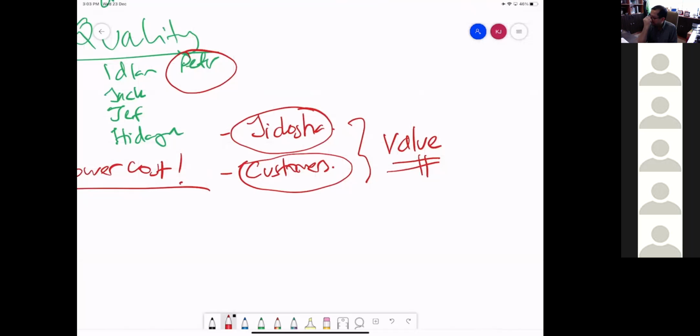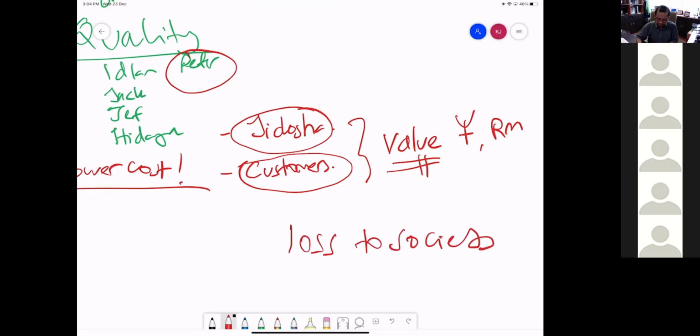So what is the measure for value? Yen. Ringgit Malaysia. So that's the measure for value. They buy high quality product, robust product, so they can use it longer. And the second value for a car is better. So they are talking about value. When quality problems happen, loss to society, mentioned by Dr. Genichi Taguchi, is related to money.